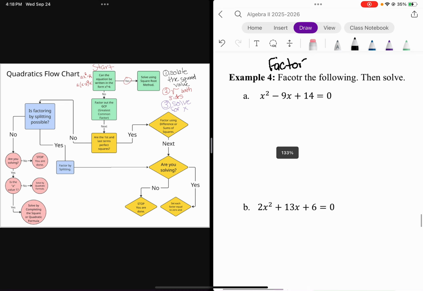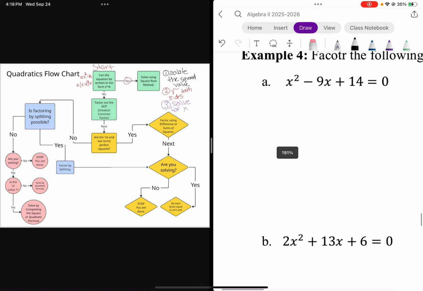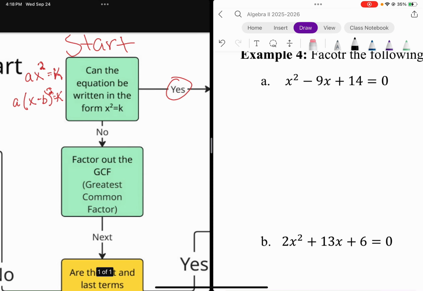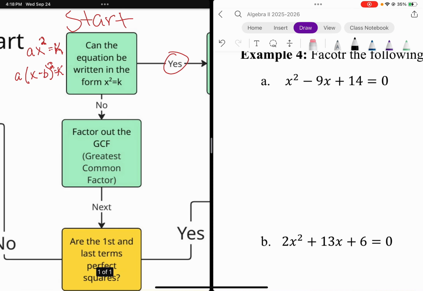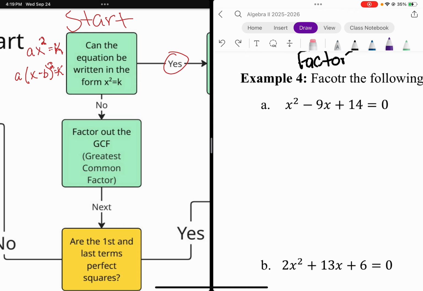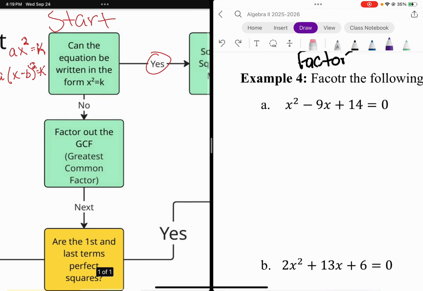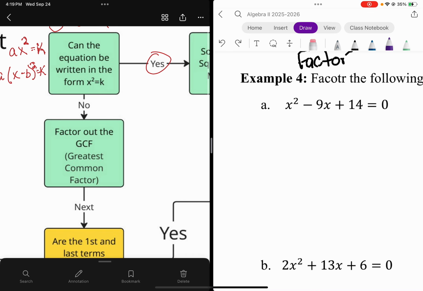With this, we are going to start with A. So looking at our flow chart, the first thing we want to check for is, can it be written in an x squared equals k setup? That is not going to be possible here because we have an x squared and an x. So that means no, it cannot. So we're going to go down to the next one.